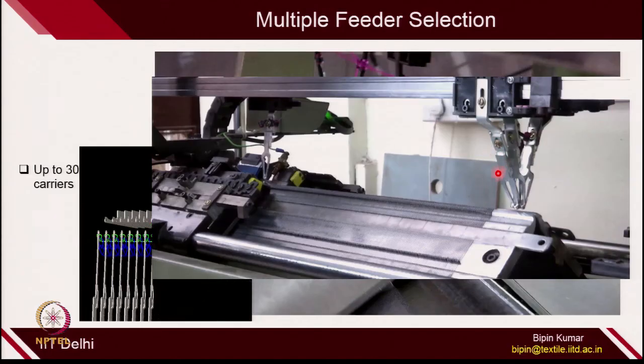So you can see here on the machine, this is a simple photo of the machine which is there in our lab, and you can see there are 4-5 feeders on one side, and this is the cam jacket. So the cam jacket can come this side and it can pick any of these feeders and it can carry the yarn for the course development. So definitely feeder selection was also very important. It gives you a lot of flexibility in making colored fabric samples.